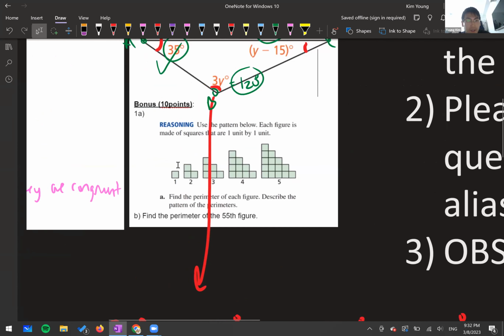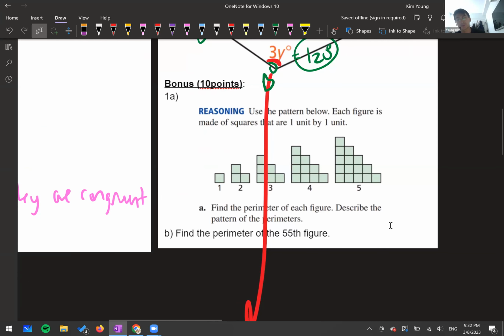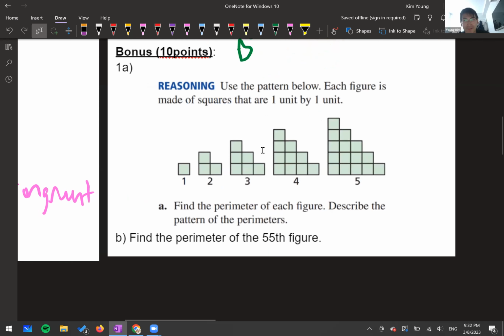All right. This bonus question. All right, so this one is also algebra based, okay, but also geometry because it's testing your knowledge on certain vocabulary words in geometry like perimeter.